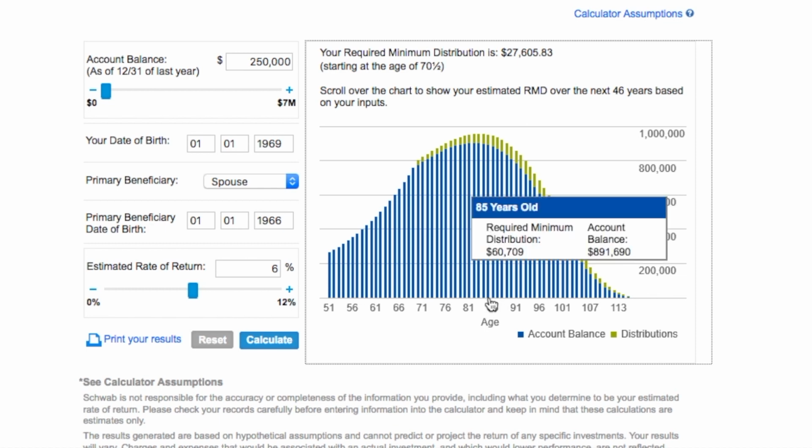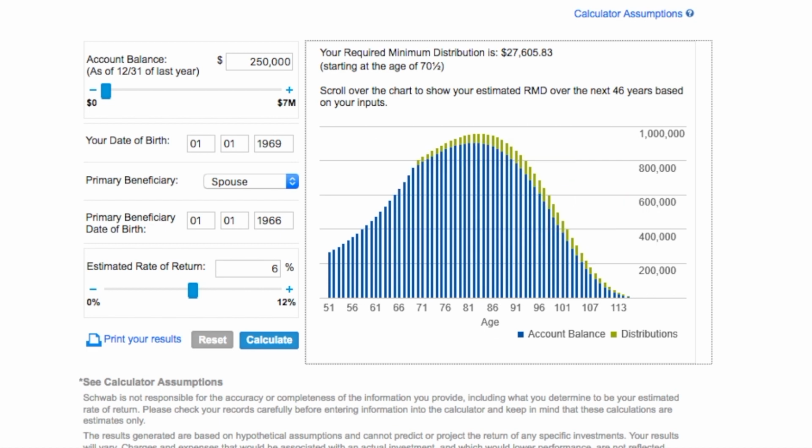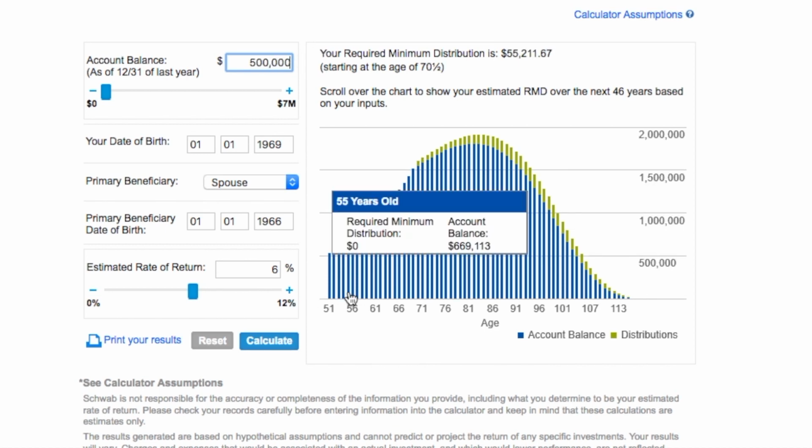85, we're at about just under $61,000. So that's not too bad. But let's say we're good savers, like I know all you guys are. And let's say right now we have $500,000. All right, so we put in $500,000.